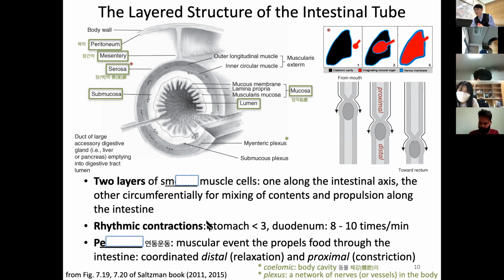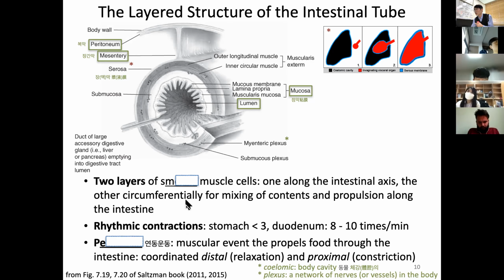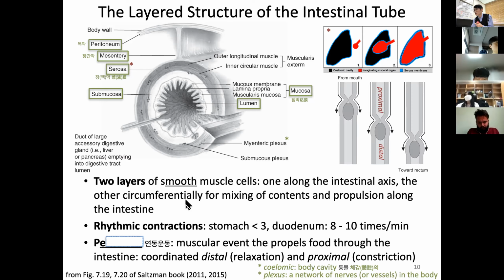And that rhythmic contraction in the stomach happens only 3 times a minute, very slow. In your small intestine, the duodenum, 8 to 10 rhythmic contractions make pushing your food waste down. And that is called peristalsis. Oh, sorry, the layer is smooth muscle cell, okay? Smooth muscle cell.